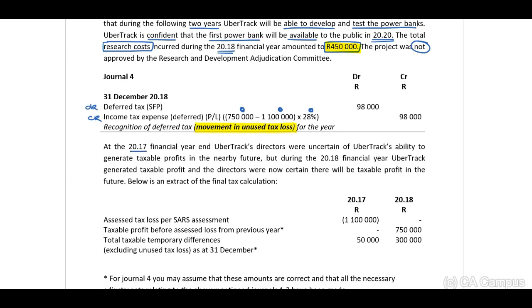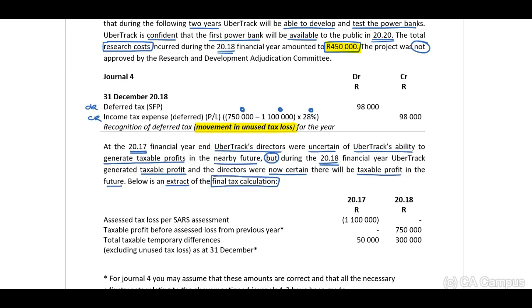At the 2017 financial year end, UberTrack's directors were uncertain of UberTrack's ability to generate taxable profits in the nearby future. But during the 2018 financial year, UberTrack generated taxable profit, and the directors were now certain there will be taxable profit in the future. Below is an extract of the final tax calculation.